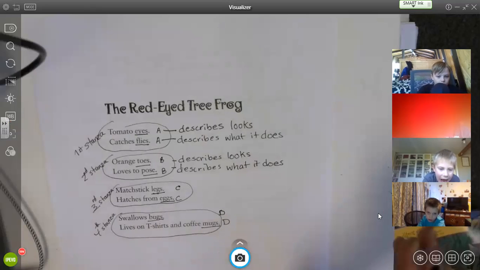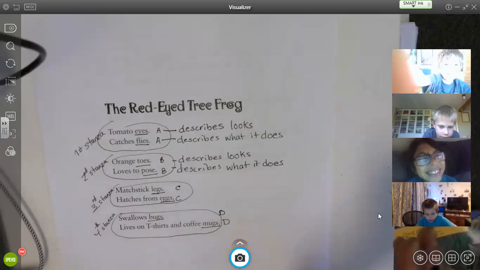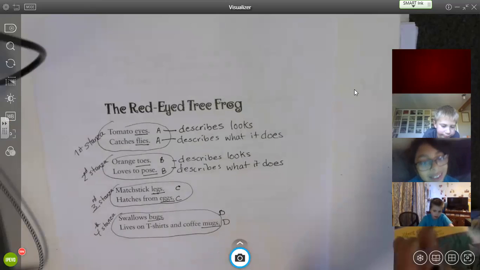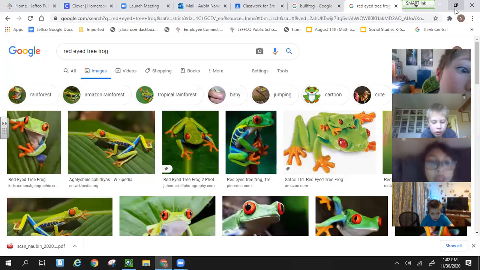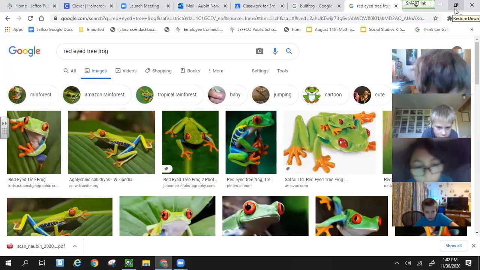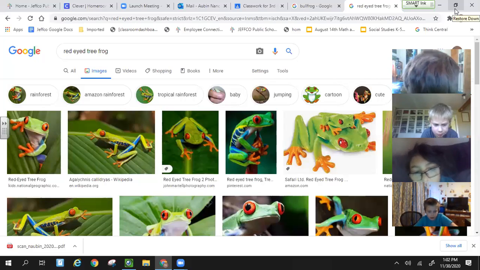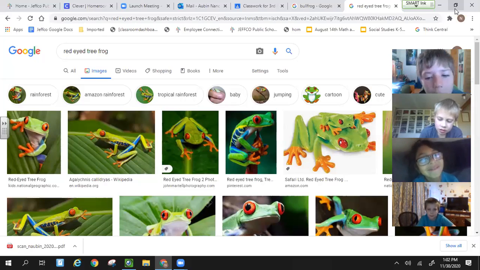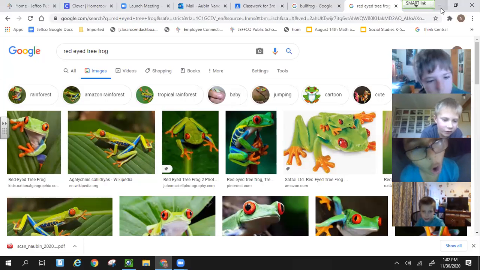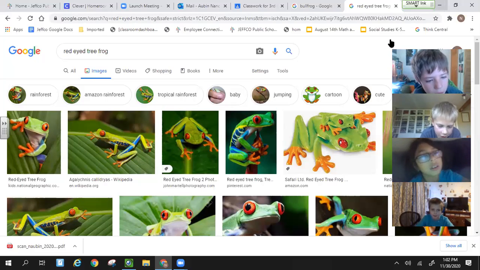The red-eyed tree frog is not afraid of us. Let's look at it again. They're always looking at you. It's like they love the attention. They're so pretty, aren't they? So they're always posing for the camera. All right, let's look at the next stanza.